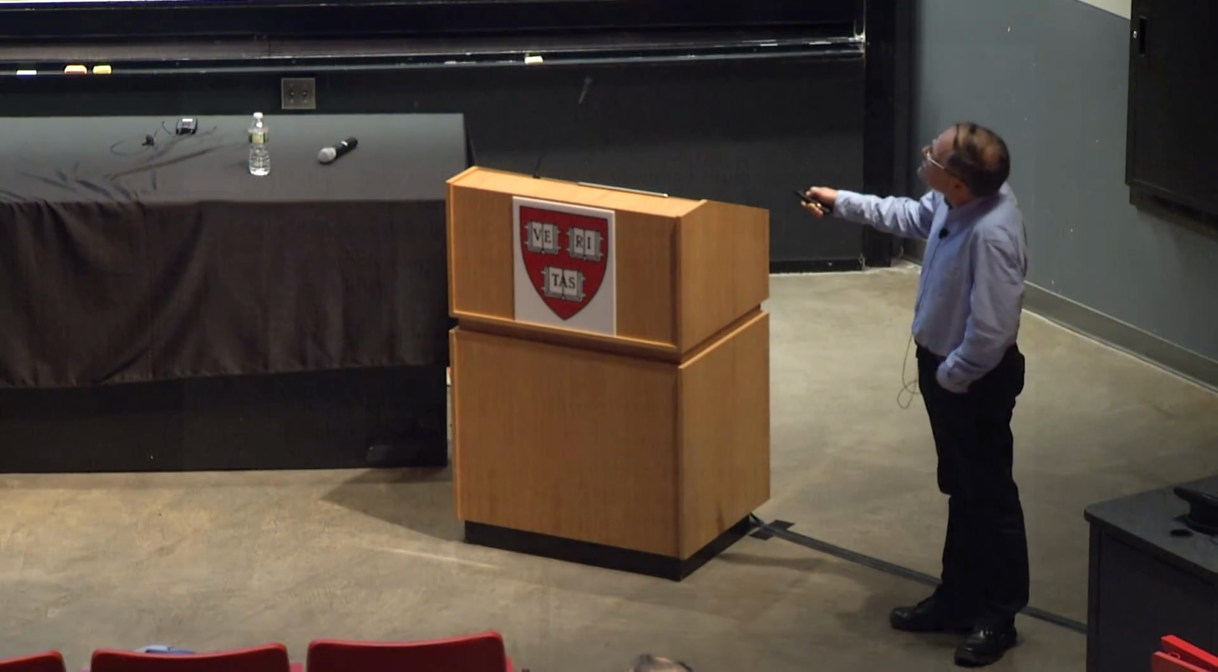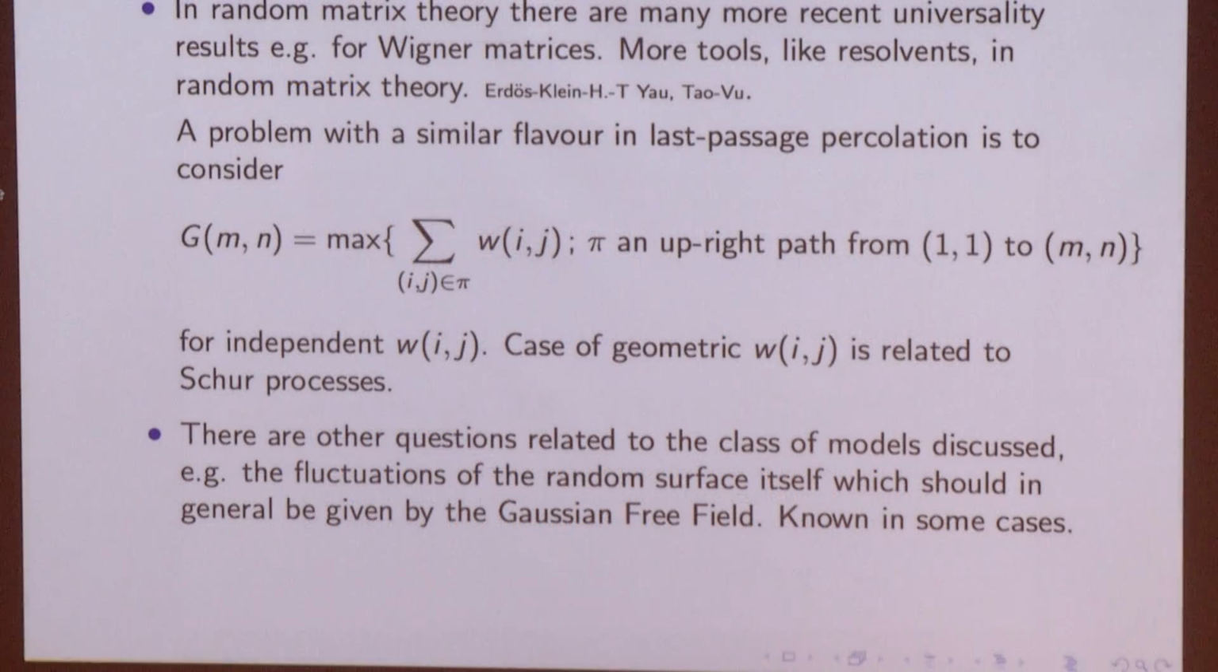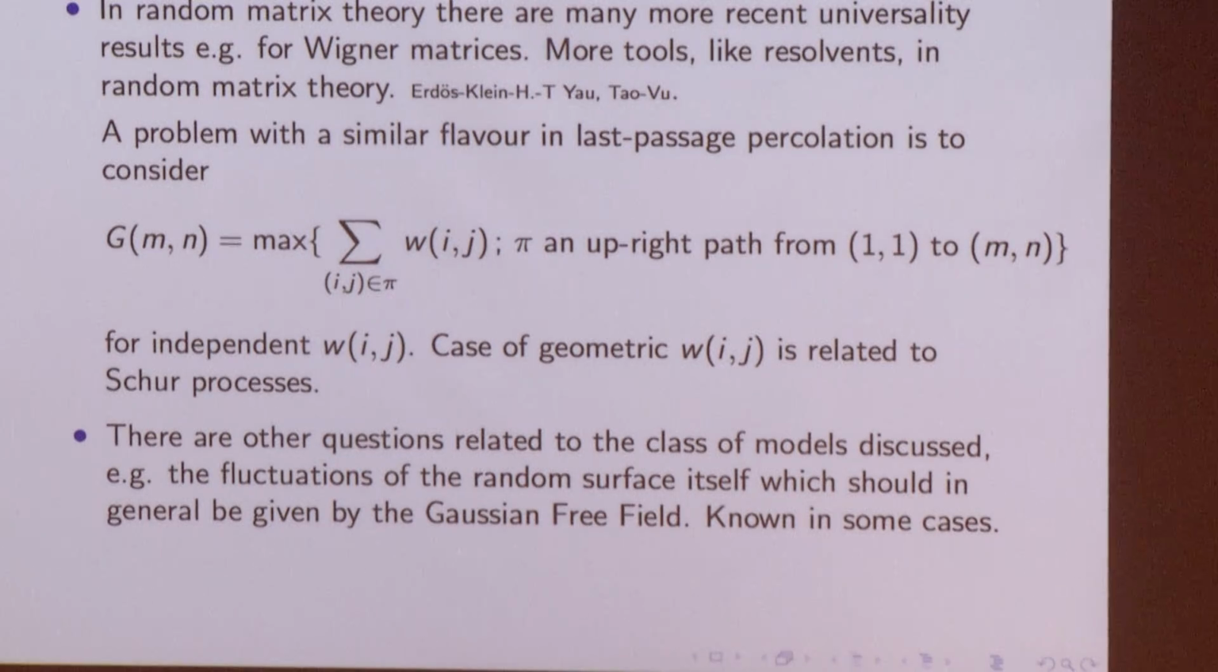This is an example of a last passage percolation model. I connect points (1,1) and (m,n) with some random walk type path. I pick up independent random variables at each of these points and take the maximum over all paths. So if these are geometrically distributed, this is related again to these Schur processes that I was talking about. You can compute things, you get the Tracy-Widom distribution. But say that I change this to some other distribution, then we don't know anything.